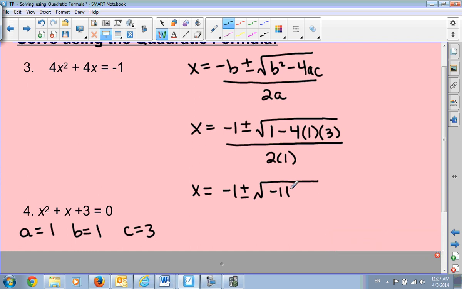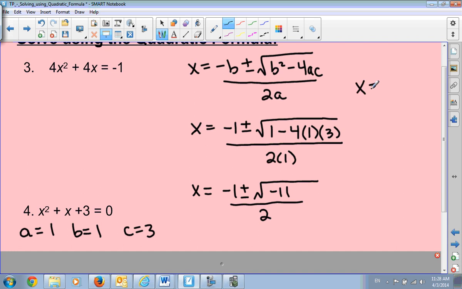Negative 11. Big, big difference. Because 2 times 1 is 2. What is the square root of negative 11? You can't do it, can you? Can you take the square root of a negative? No. So if your number underneath your radical sign is a negative, you're done.